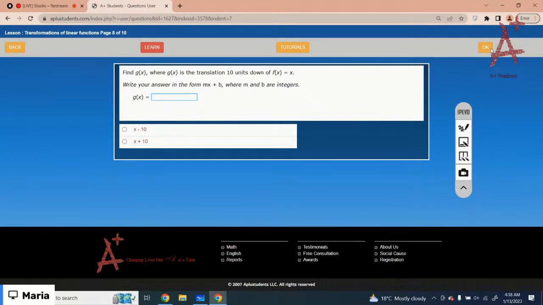Okay, find g of x, where g of x is the translation 10 units down of f of x equals x. So which is the correct option? It is 10 units down, so it is x minus 10, got it?